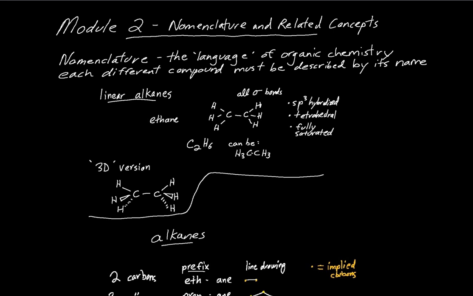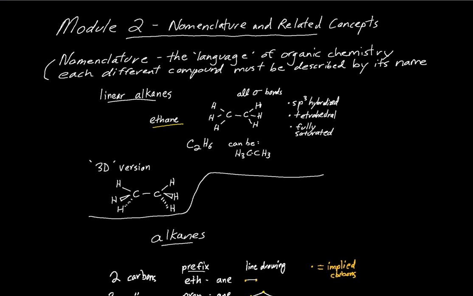So nomenclature is the naming of organic compounds. Each organic compound ought to have a different name that describes its structure. So you should be able to describe or derive the structure from the name of a compound. A little bit of review from where we left off.